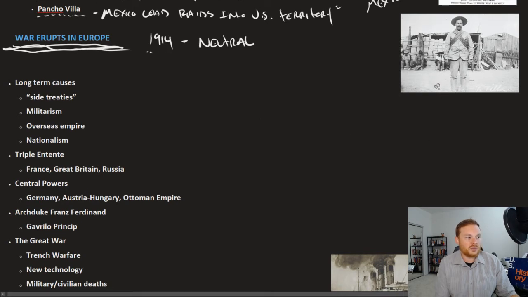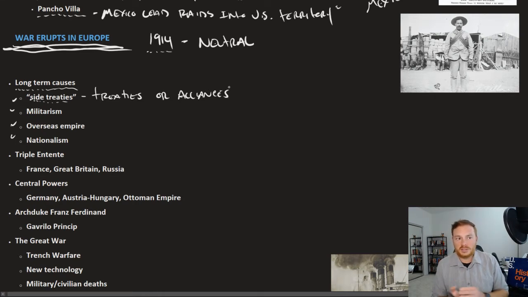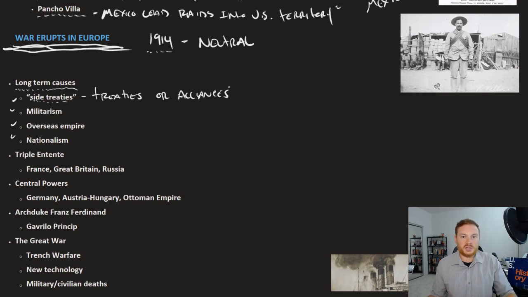So even though the war broke out in this year, there were long-term causes leading up to the First World War. Again, this is a massive conflict that really the world had never experienced before, but there were several long-term causes. There were what your textbook calls side treaties, or alliances. And what alliances allow for is a small conflict to turn into a large conflict when nations are allied with each other.